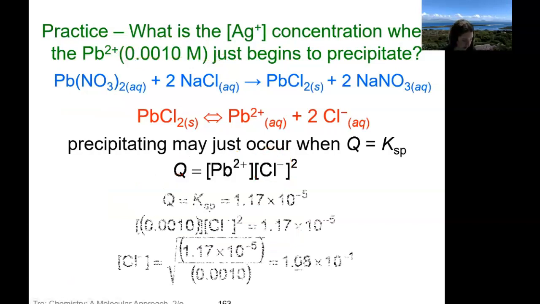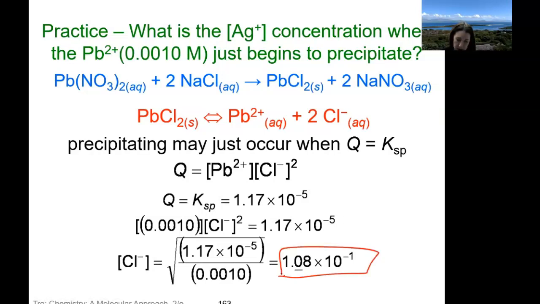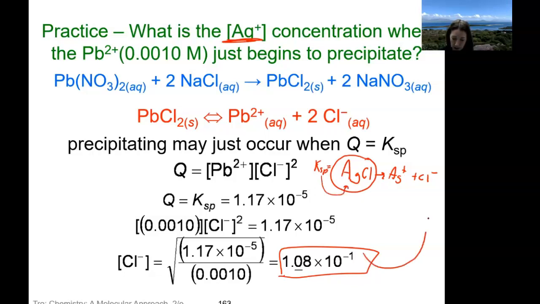Here it is neater. So now this is our Cl minus. And now our next piece is we're going to be using AgCl, and we want to know the Ag concentration. So we're going to use our KSP for AgCl, which I do not remember right now. We're going to use that KSP that we found on the table. Here's our Cl. We're just going to solve for Ag.